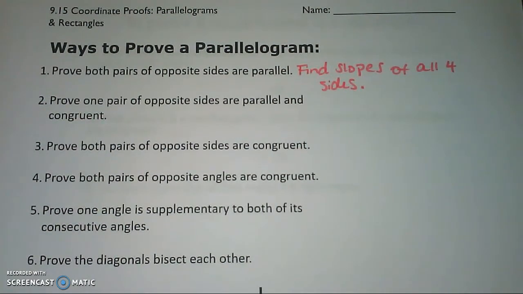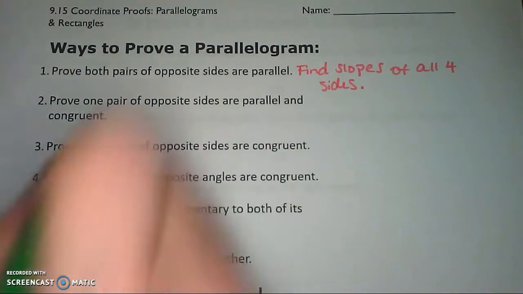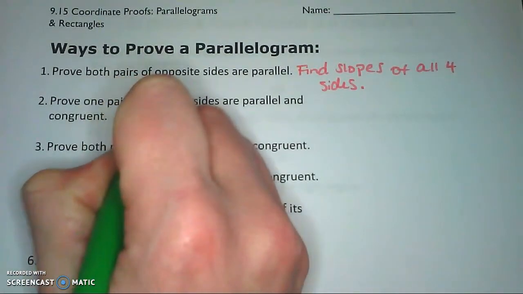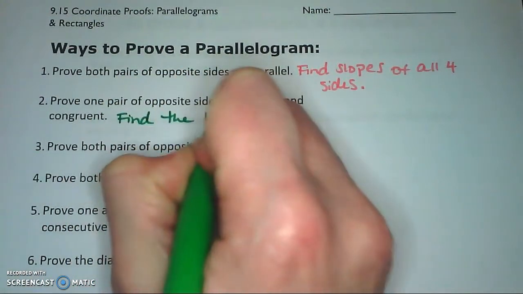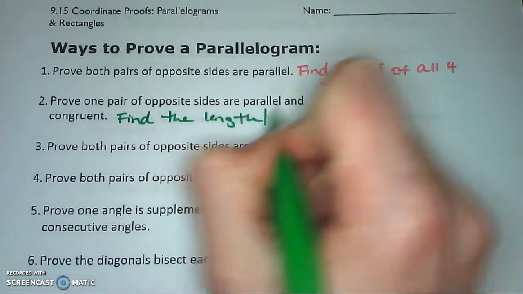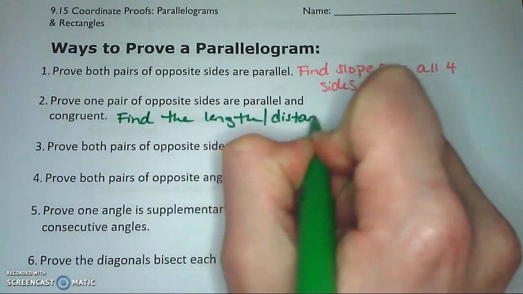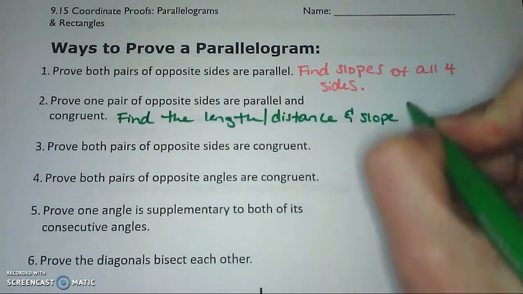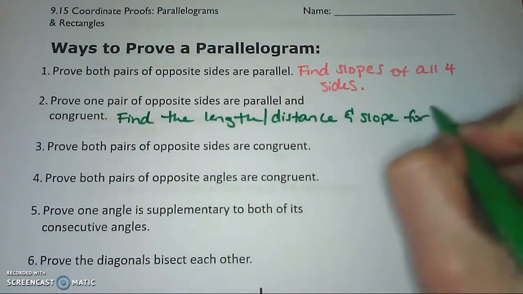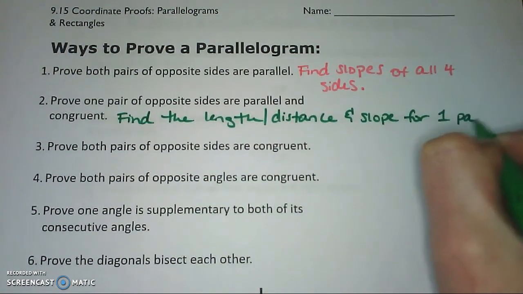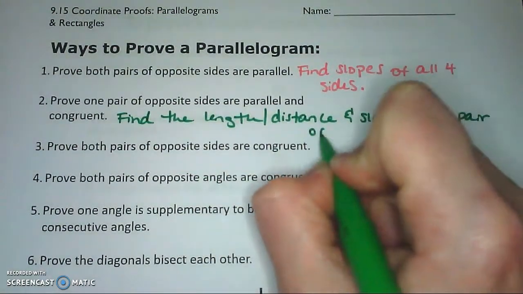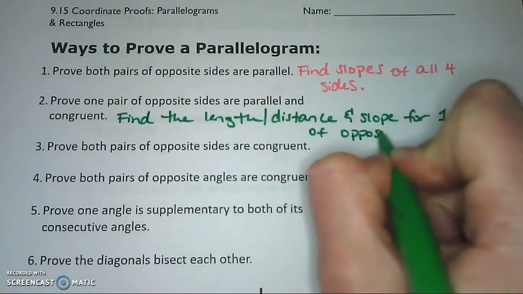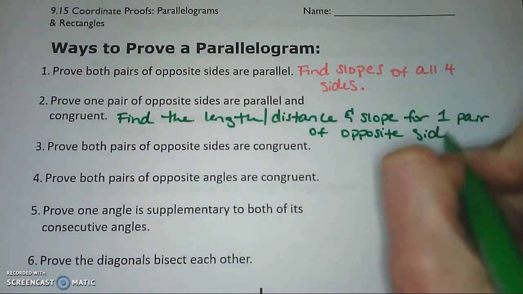Second way that we could prove a parallelogram is to prove that one pair of opposite sides are parallel and congruent. So you're going to find the length / distance and slope for only one pair of opposite sides.